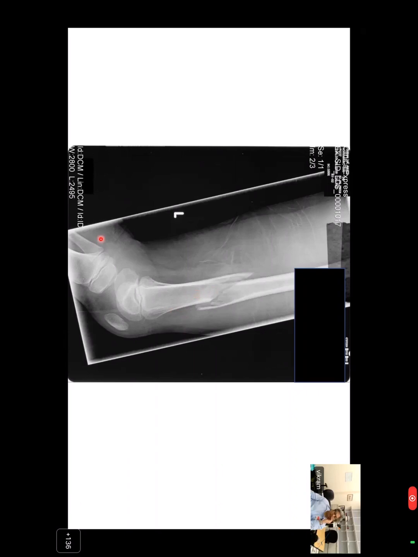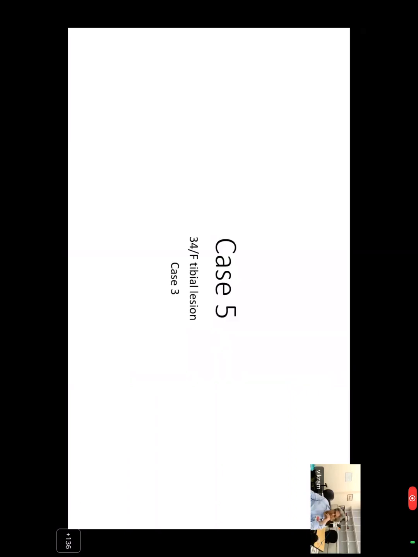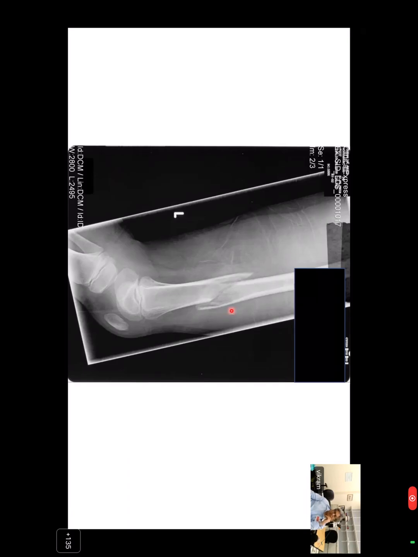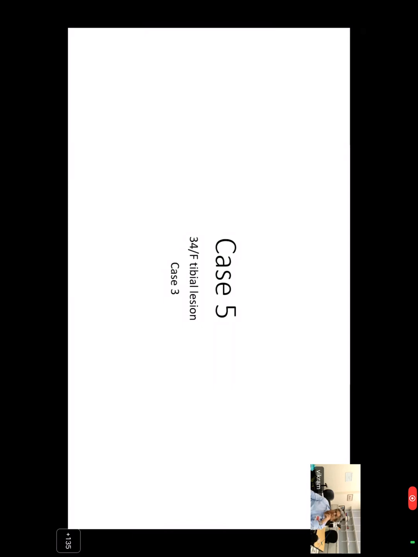So again, I've given you a completely wrong history. Let's just assume that it's a much younger patient, and it's in the femur. Who's discussing this case? Case number 5. Manish, you're taking the case.